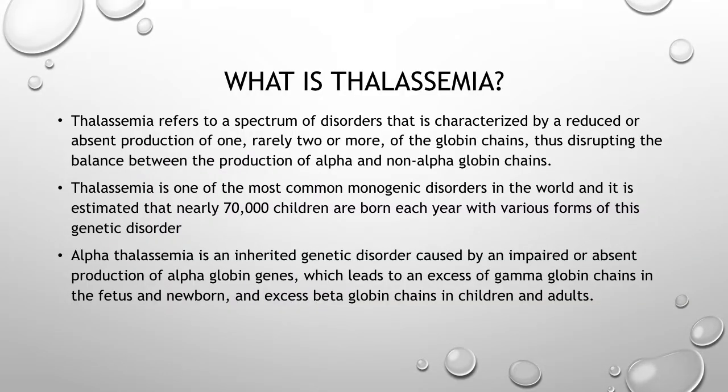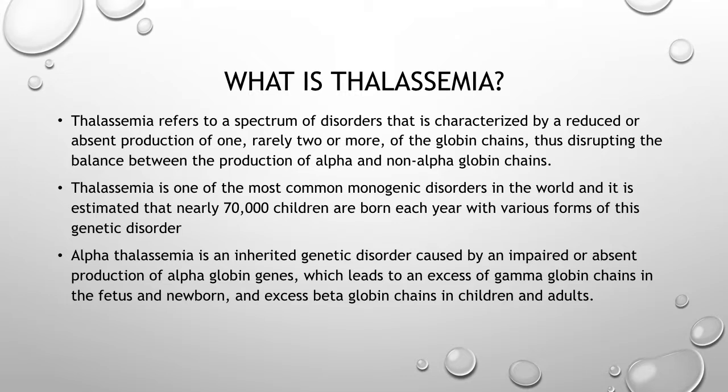What is thalassemia? It refers to a spectrum of disorders characterized by a reduced or absent production of one, rarely two or more, of the globin chains, thus disrupting the balance between the production of alpha and non-alpha globin chains. It is one of the most common monogenic disorders in the world, and it is estimated that nearly 70,000 children are born each year with various forms of this genetic disorder.